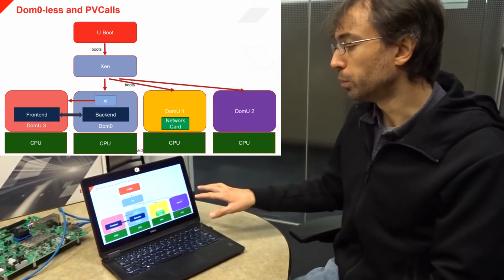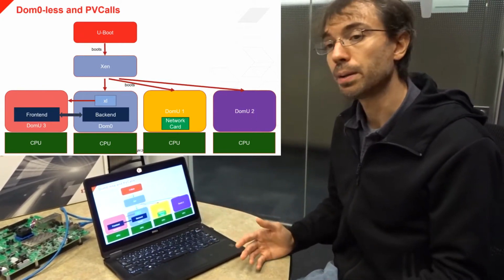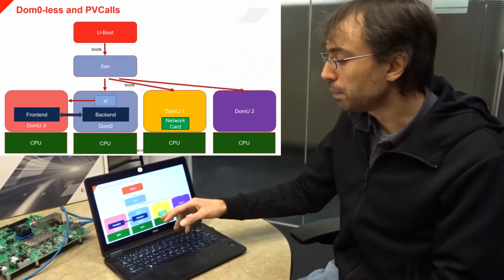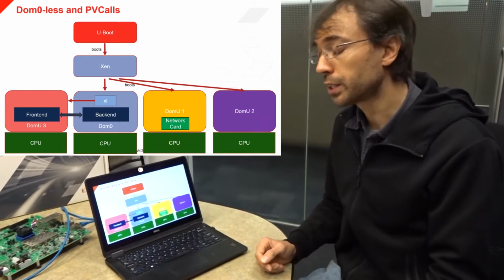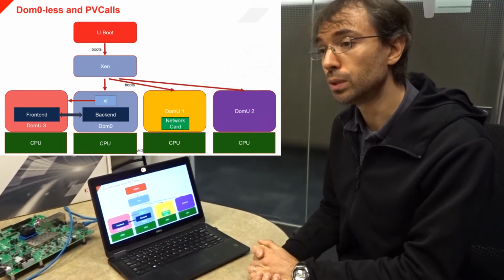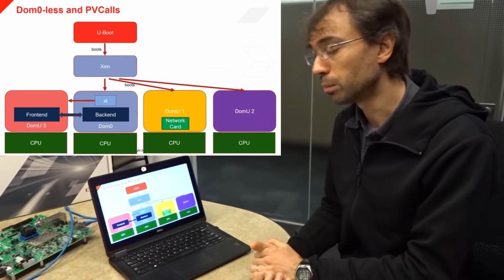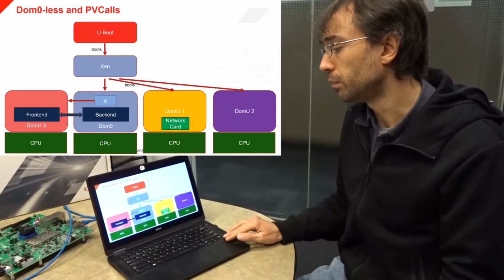Once the system is fully booted, it's still possible to use Dom0 to start other VMs the traditional way. In this case, I've been starting one more VM using a PVCalls connection. This is a new paravirtualized driver that came to the Linux kernel just in recent months. It allows you to create a private network between VMs.